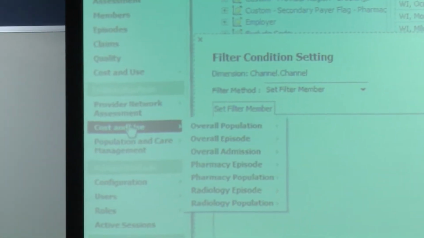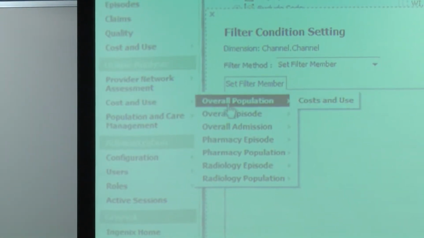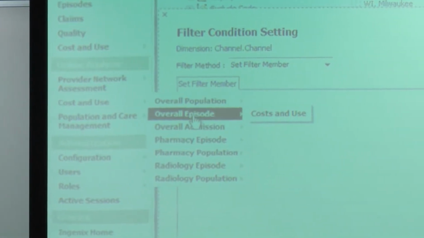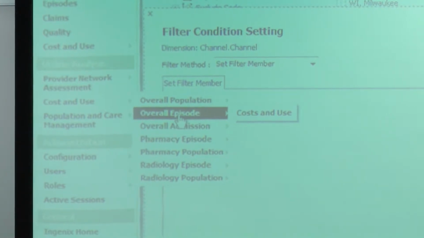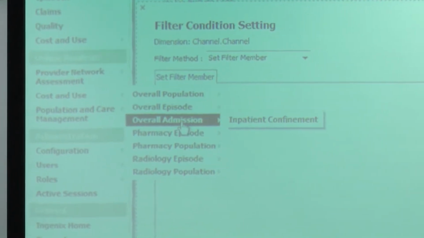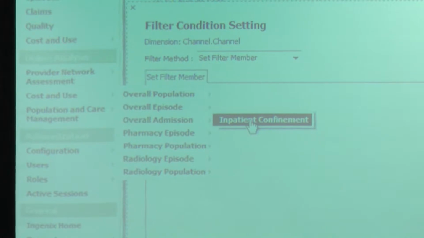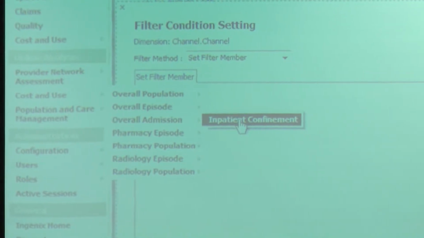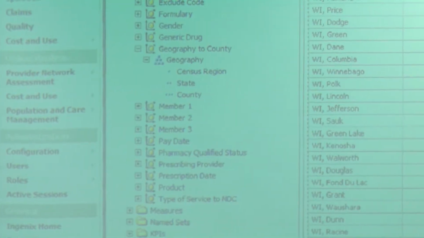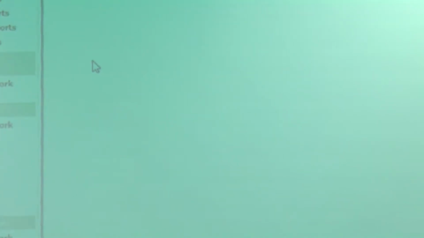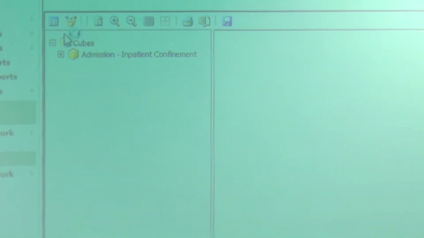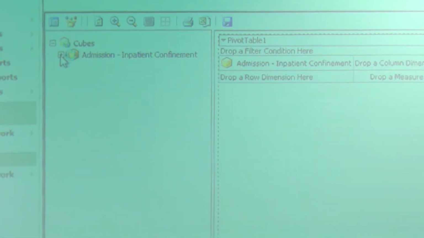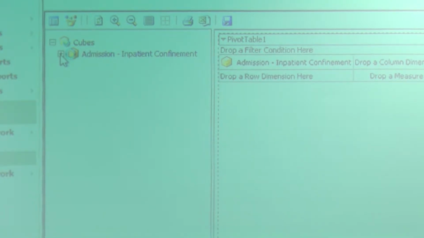And then last but not least, we've got this cost and use cube. Again, it's either population, episode, or overall admissions. Let's look at the overall admissions for inpatient. The population and the episode cubes are very similar. So in this particular case, you've got to have something based on admissions here. And we did something earlier, which is the inpatient readmits.